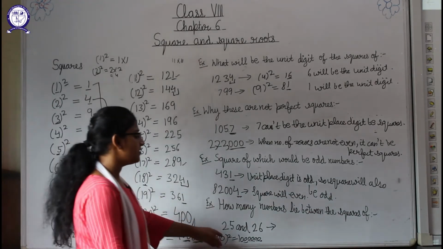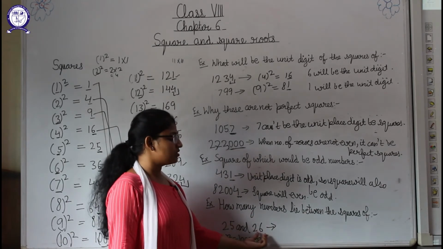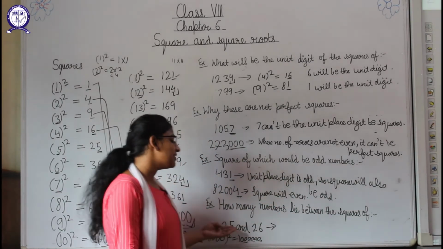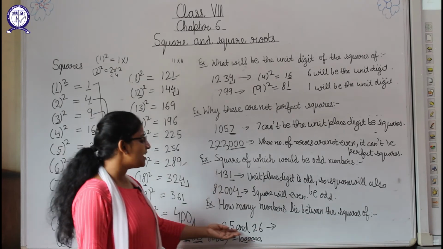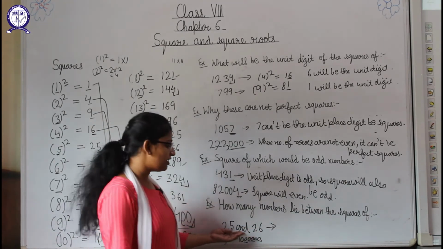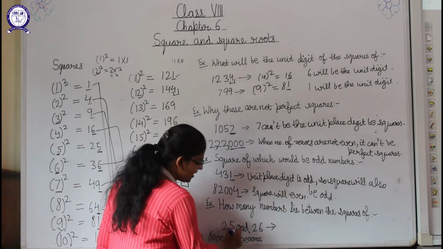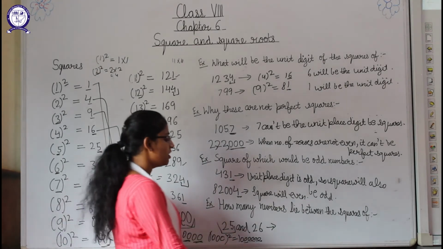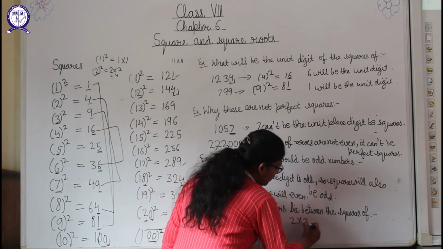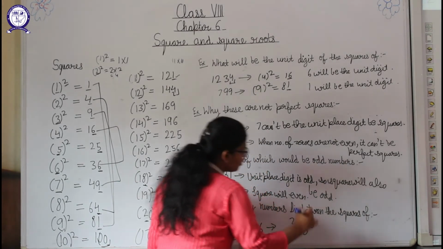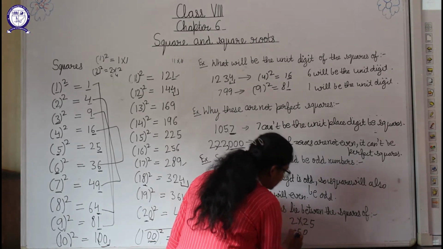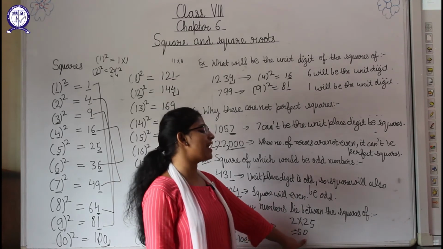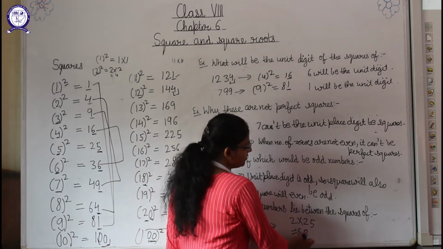But here the question is given with 25 and 26. So you could do the square of 26, then the square of 25, and subtract to get the answer. But here is the shortcut. What is the shortcut, students? Take the smaller of the two numbers, here 25, and double it. Double means we multiply by 2. So 2 multiplied by 25 is 50. So 50 numbers lie between the squares of 25 and 26.